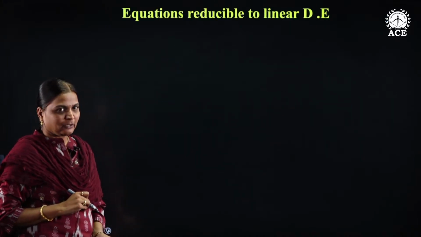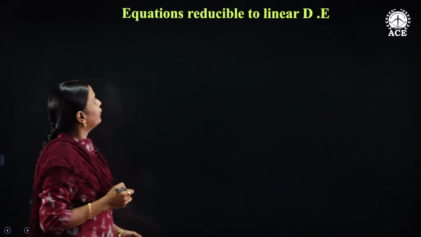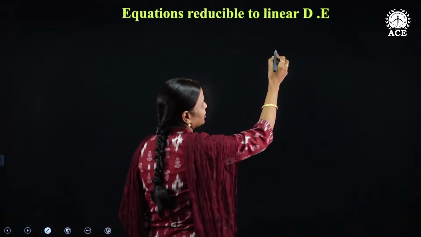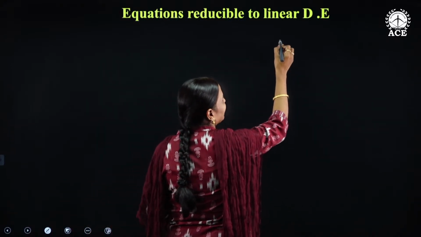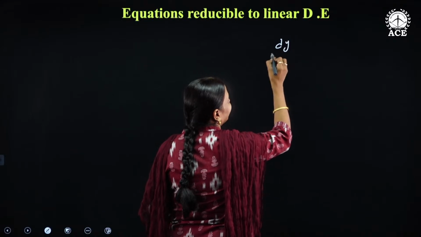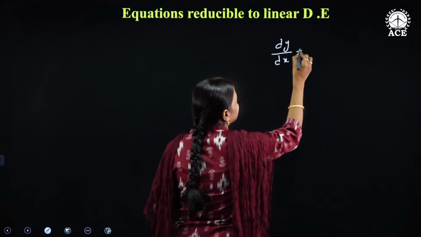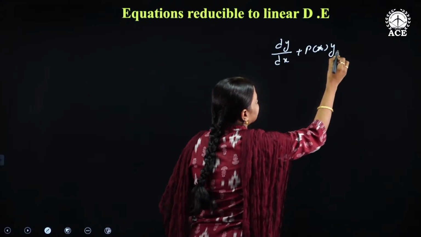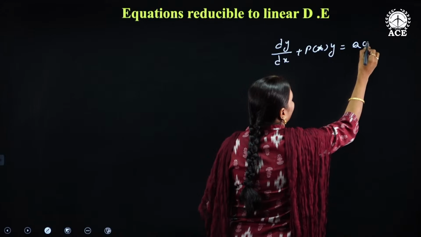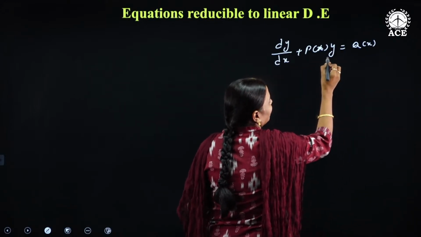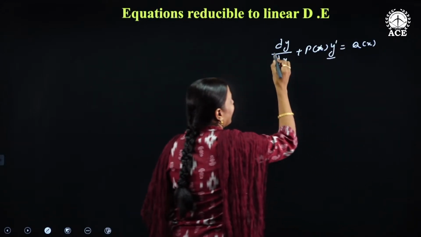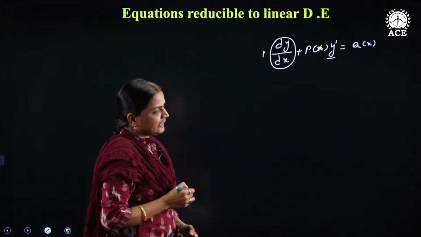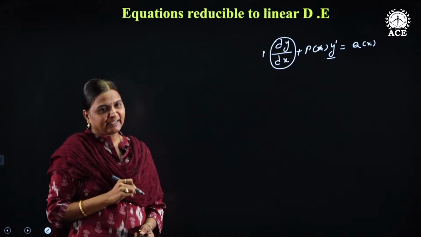Equations reducible to linear form. First of all, before going to discuss this one, what is the linear differential equation? Suppose we take a linear differential equation in y, so what is the standard form? Dy by dx plus p of x into y is equal to q of x. Observe clearly here, y appears with power 1 and the dy by dx coefficient is 1. Then only we say that is a linear differential equation in y.